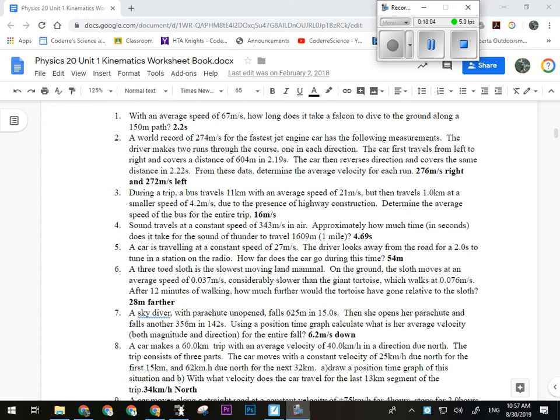All right, so number 3, it works a lot like the one we did with the garbage truck. We've got a bus that travels 11 kilometers with an average speed of 21, and then travels 1 kilometer at a smaller speed because of highway construction. So we want to determine the average speed for the entire trip.